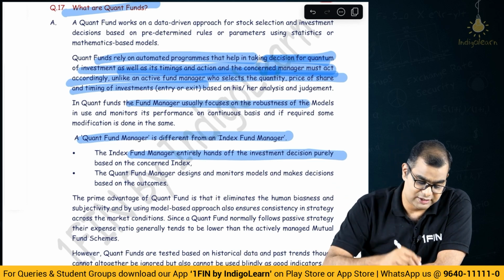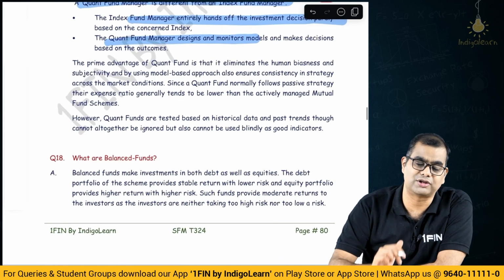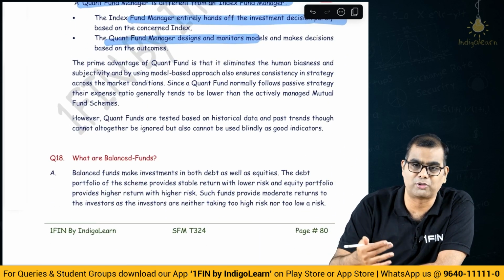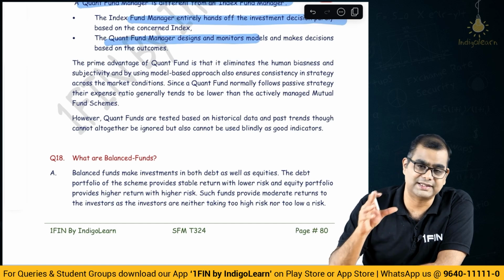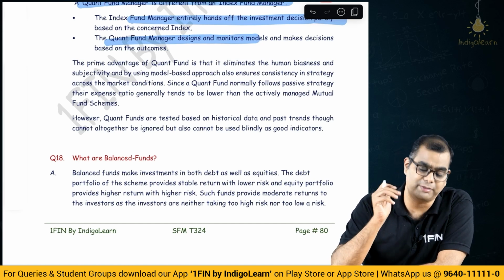Whereas in a quant fund, the manager decides and monitors and makes decisions based on the outcome. So, the quant fund manager basically goes through the program. Is the program giving good results? Is it considering all data? Is it taking the right decisions? So, they focus more on optimizing the program.